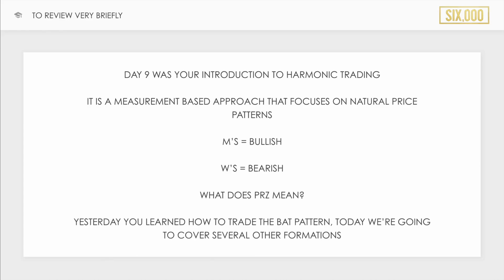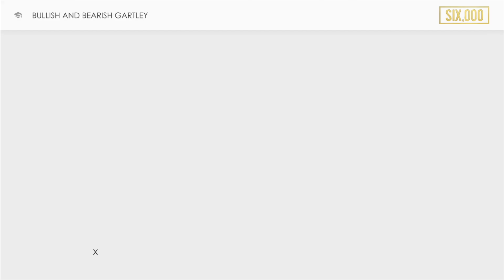And yesterday you learned how to trade the bat pattern, of course, the bullish and bearish bat. You learned 2 variations of it. And today we're going to cover several other formations. And the first one we're going to cover is the bullish and bearish Gartley. So here we have a bullish formation. We go from X to A just like we did with the bat pattern. We've got our B point, the midway point of the pattern, the most important point in the entire formation.